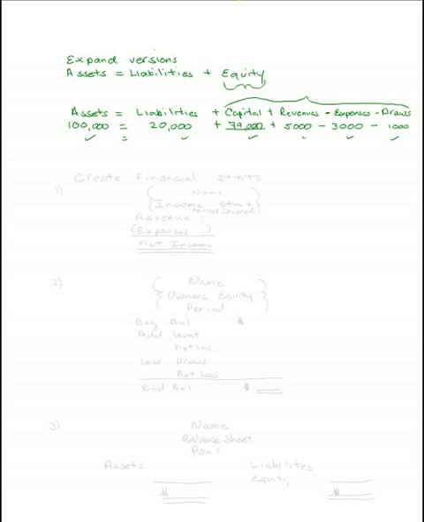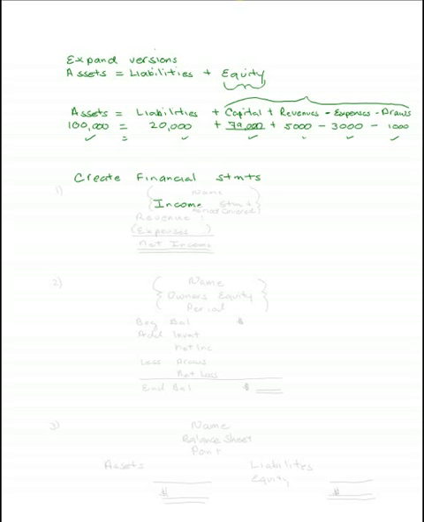The next really important thing that you should take away from this chapter is how to create financial statements. In this chapter, we didn't learn how to create the numbers so much as what went on each statement. And we started with the income statement.